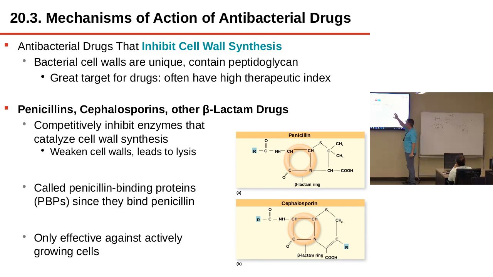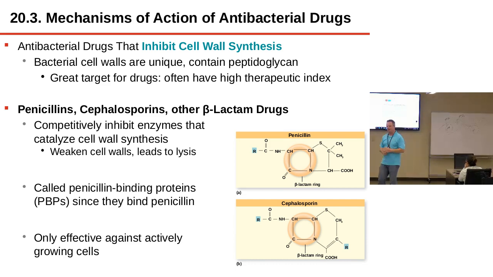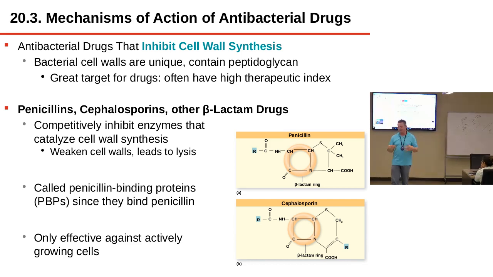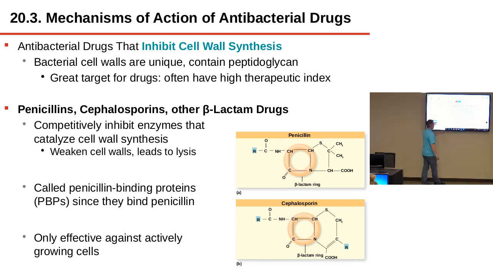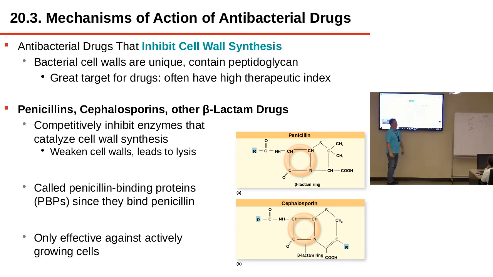Almost every single one of the cell wall synthesis drugs has a beta-lactam ring in it. They're all derivatives originally coming from penicillin. Then the biochemists and pharmaceutical chemical engineers go in and tweak. We'll see here on the next slide, they might change a couple things, and it actually improves or changes the way that drug works. But they all have that beta-lactam ring in them. And so it competitively inhibits enzymes that catalyze the cell wall synthesis.